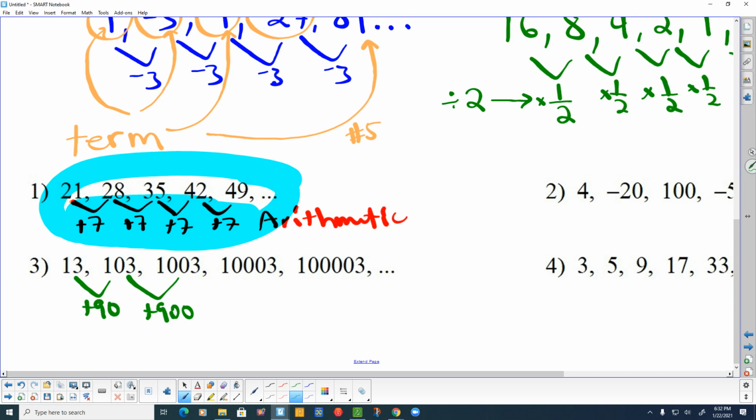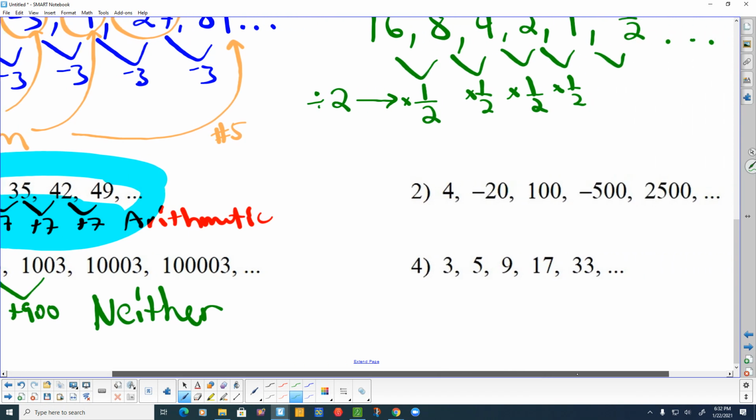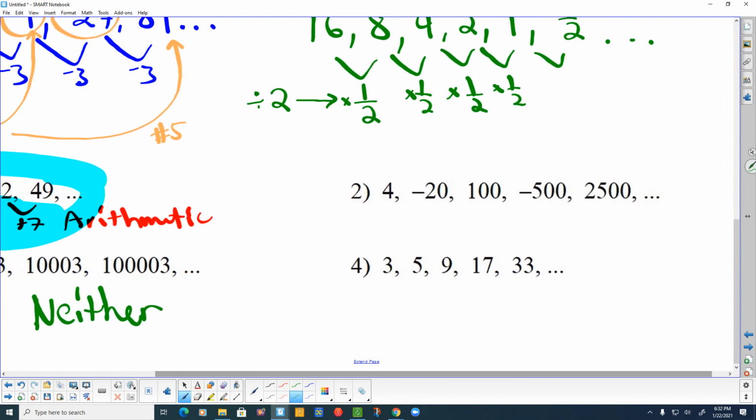What about multiplying? Well, 13 times, no. Nothing multiplies. This doesn't multiply. It's not. This is neither. It doesn't work. I can't multiply anything in between to get the same number multiplying each time. Doesn't work. Okay, 4. This is going to be minus 25, plus 120. Okay, it's not arithmetic.